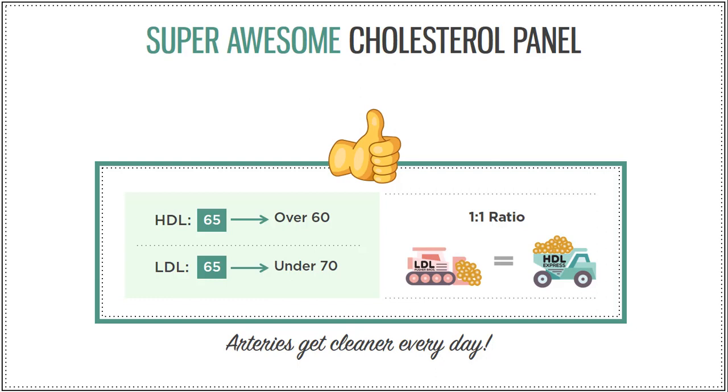Our HDL is above 60, in this case 65, and our LDL is below 70, in this case 65 as well. This gives us a nice healthy ratio of 1:1 HDL to LDL. Our dump trucks and earth movers are roughly the same, and this is considered to be the best possible cholesterol panel. Studies show that if your levels are in this range, you're actually getting regression of cholesterol plaque.